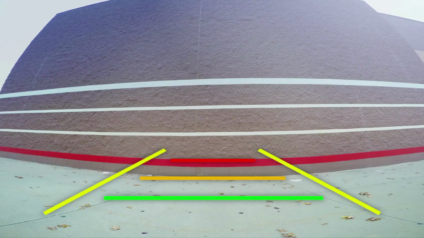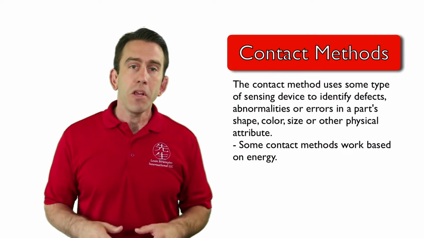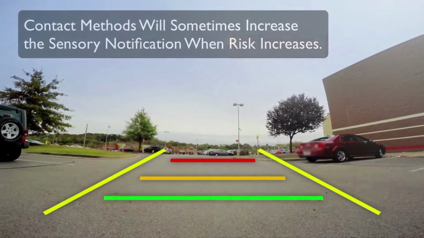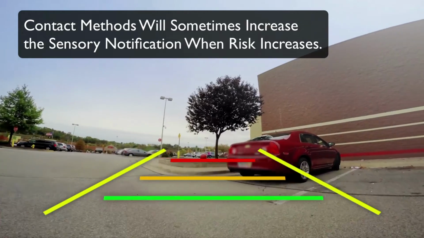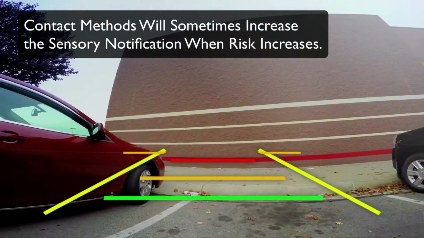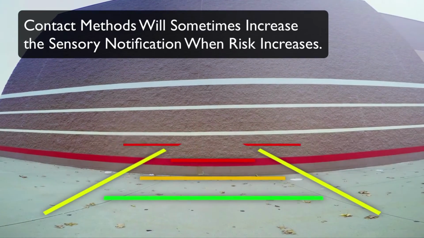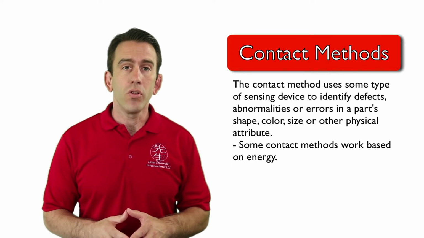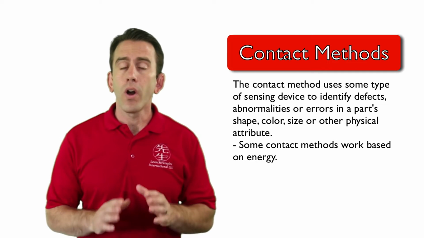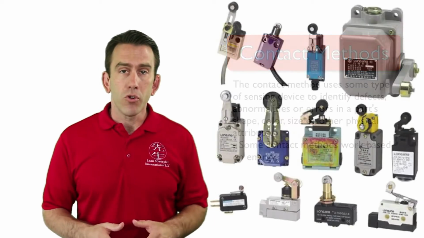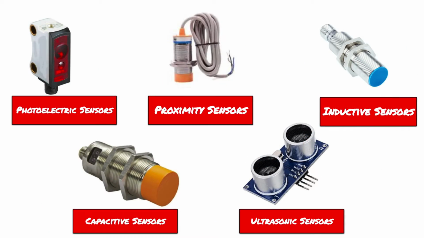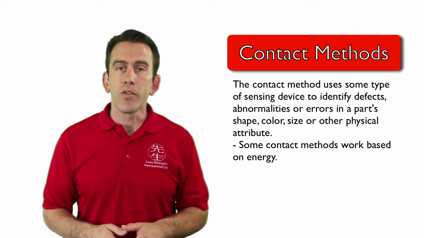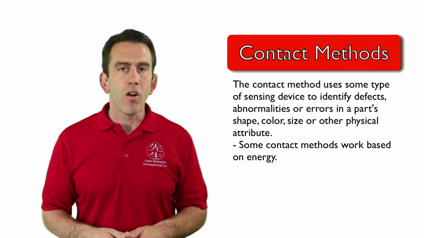Other contact methods work based on energy. These energy-based contact methods sense when something is not correct. In the same example of a car, vehicles will oftentimes increase the rate of the beeping when it gets closer to hitting something. Contact methods may also identify errors or defects using a shape, size, color, or other physical attribute. Limit switches and proximity sensors are oftentimes used to gauge how close or far something is from making contact and ultimately preventing an error from occurring.